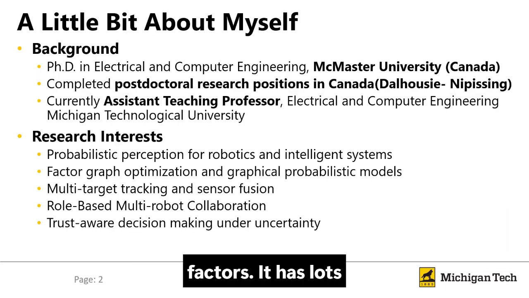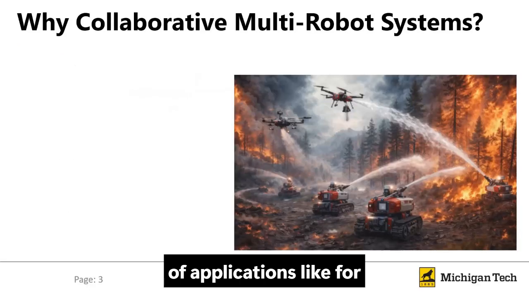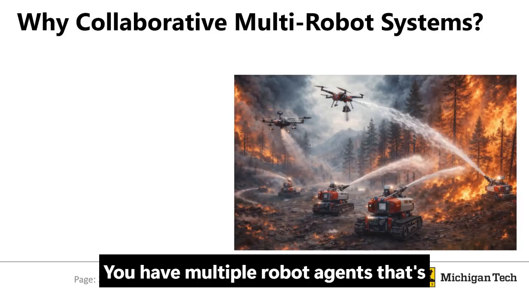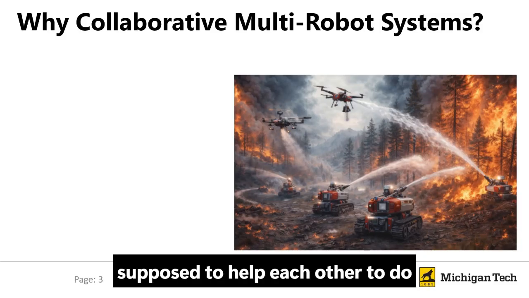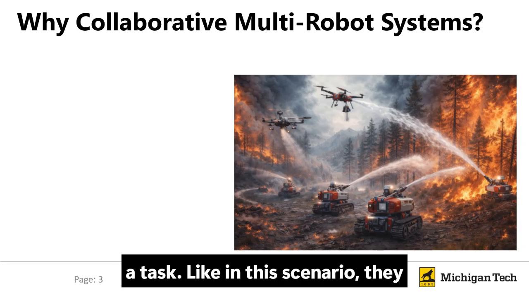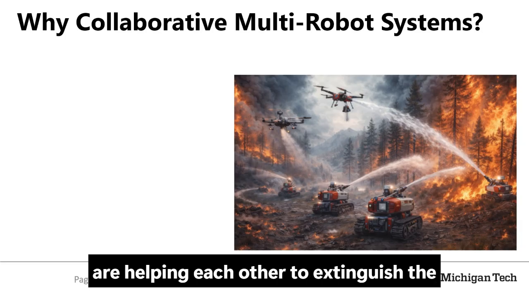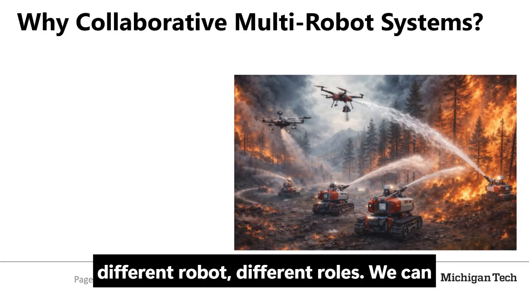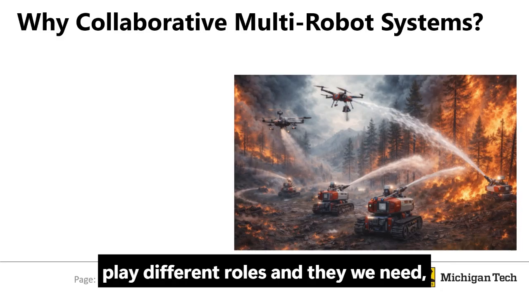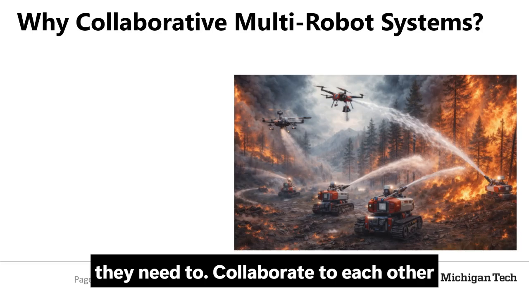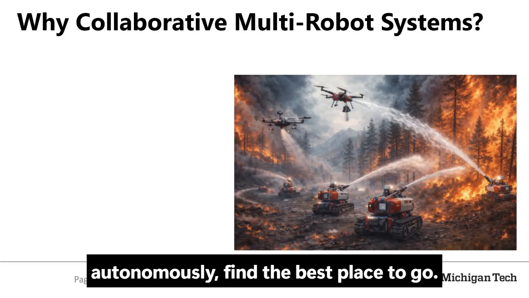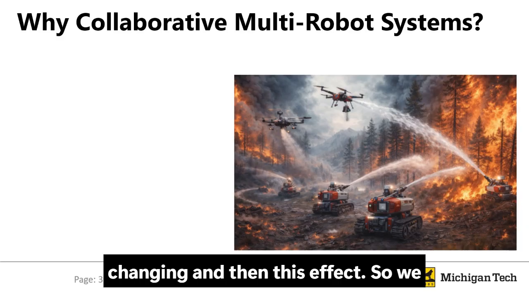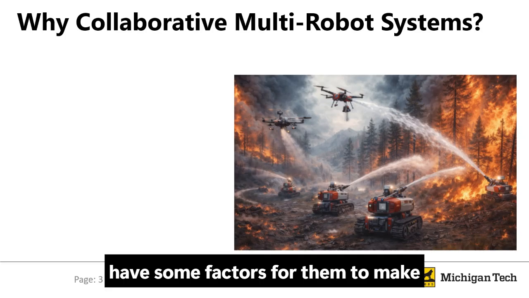It has lots of applications, for example, when you have multiple robot agents that are supposed to help each other to do a task. Like in this scenario, they are helping each other to extinguish the fire in a wildfire forest. And we have different robots, different roles. They can play different roles, and they need to collaborate with each other autonomously and find the best place to go. Everything is dynamic here. Fire is changing, wind is affecting. So we have some factors for them to make decisions.